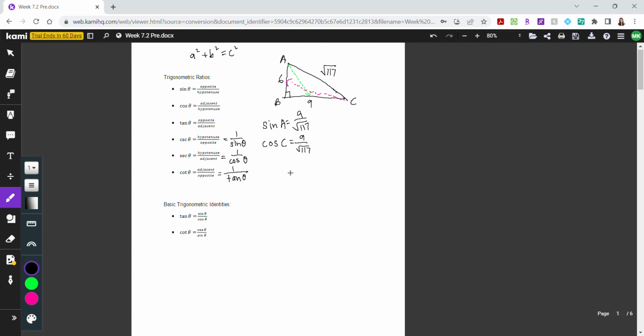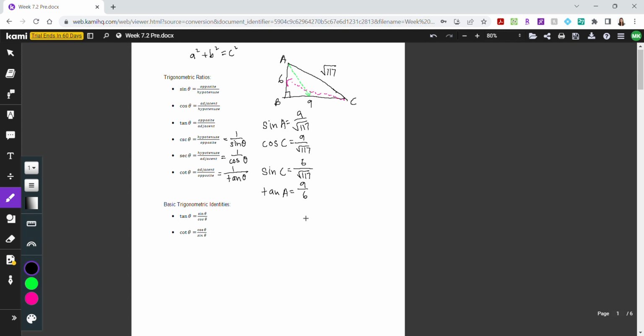Now let's look at sine C. Opposite of C, as you can see, is 6. So it'll be 6 over square root 117. Now what's tangent A? We're looking at angle A. So opposite 9 over adjacent 6. With trigonometric ratios, you don't need to simplify unless the answer option doesn't give you the full one, then simplify it. But normally, if you leave it as 9 over 6, it's fine.